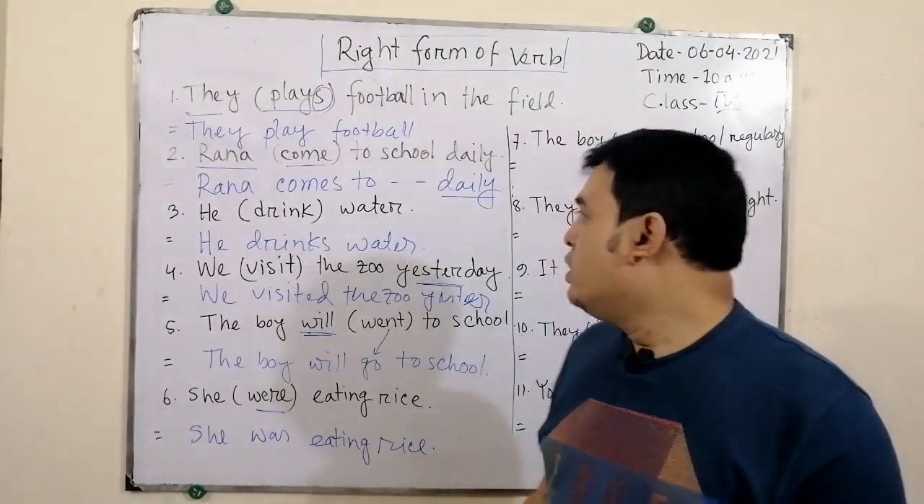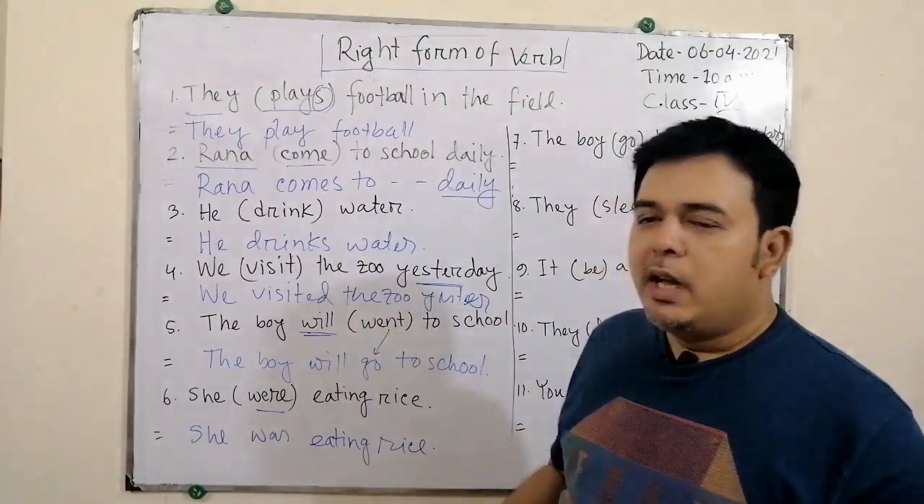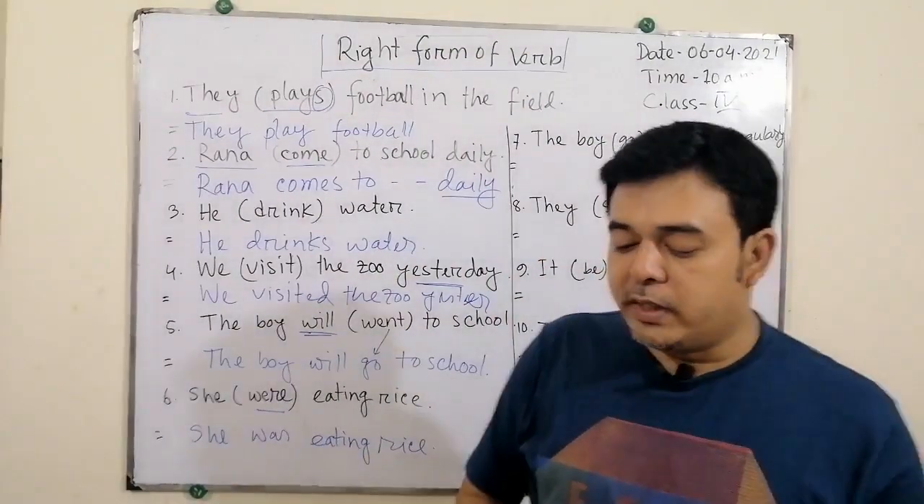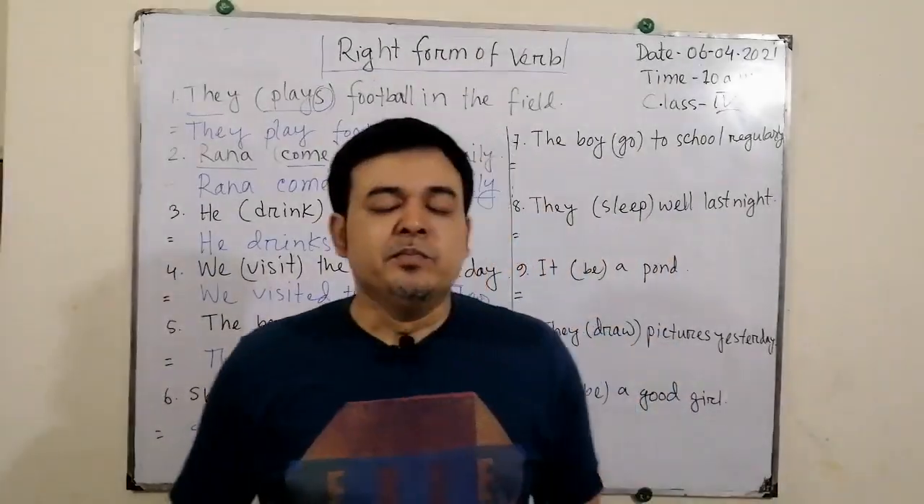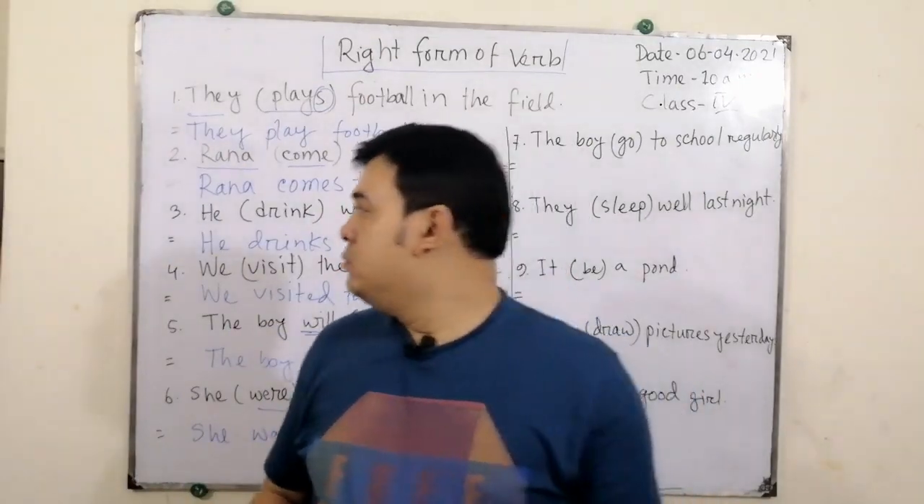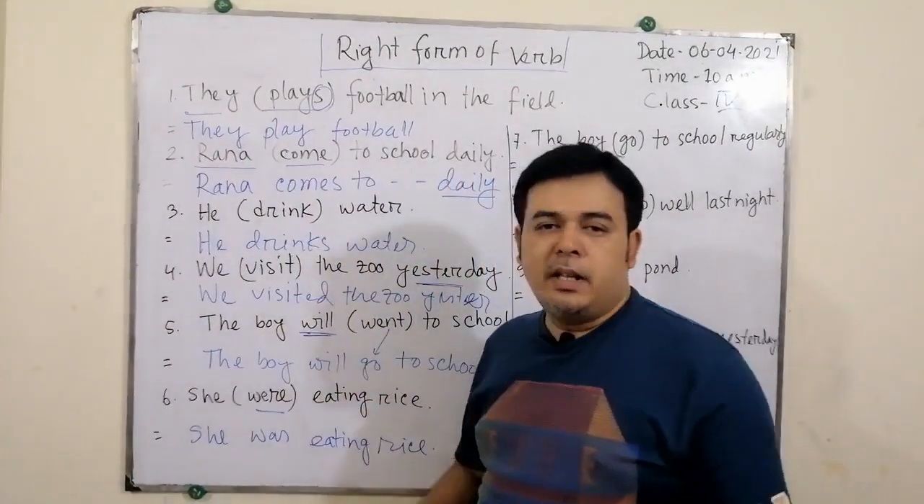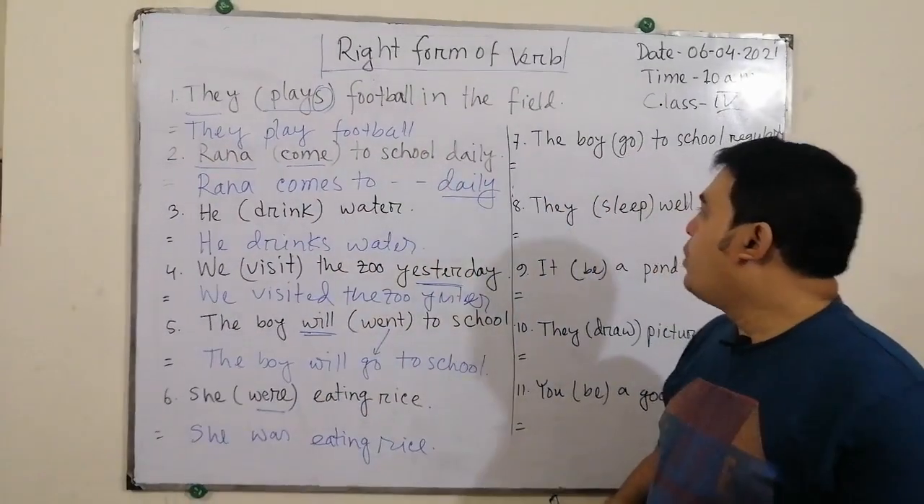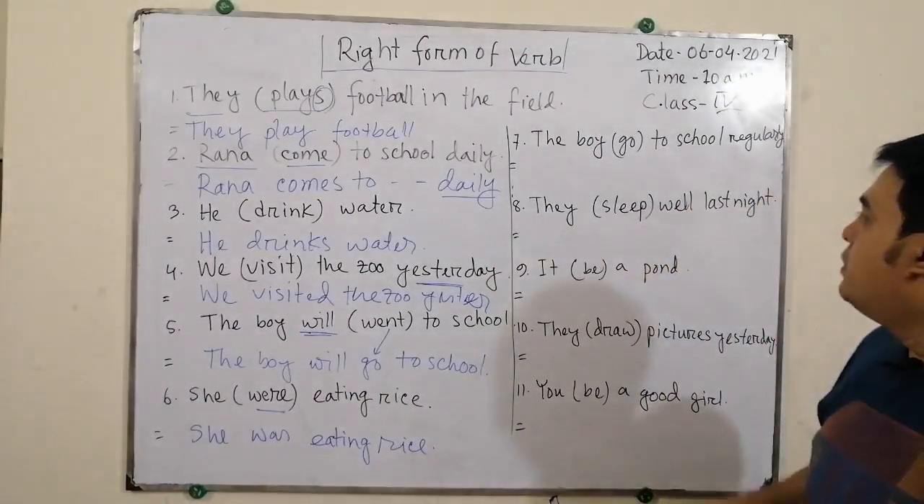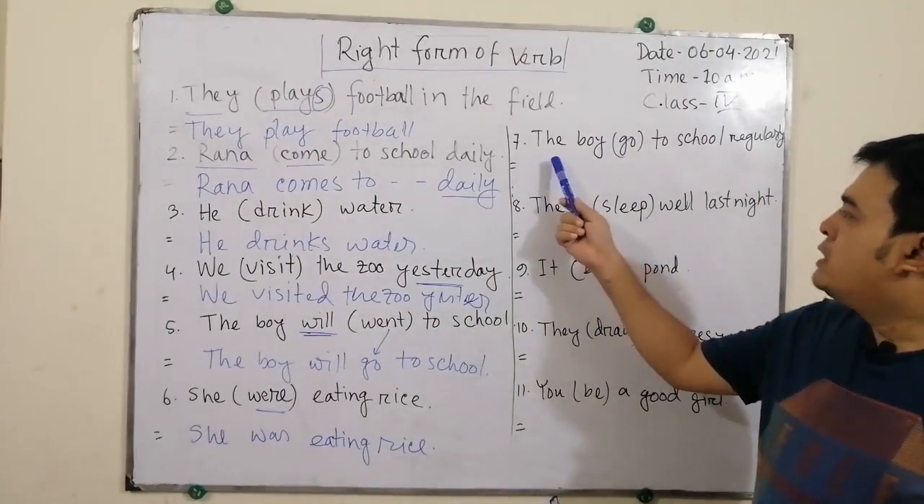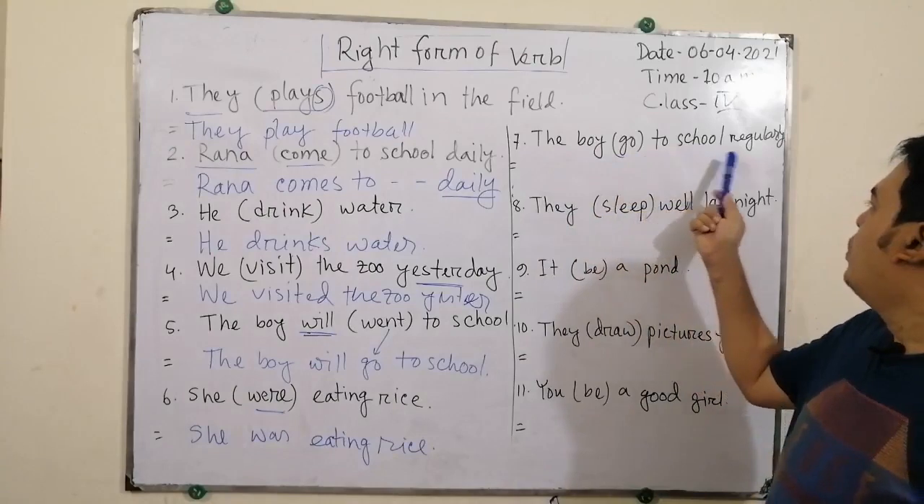So dear students, hope that we have already discussed 6 examples and hope that you understand all the examples. So please have a check. After that we will discuss the rest. Okay, so I hope that you understand these 6 already, and now we will discuss the rest of the 5. Okay. Number 7, the boy go to school regularly.